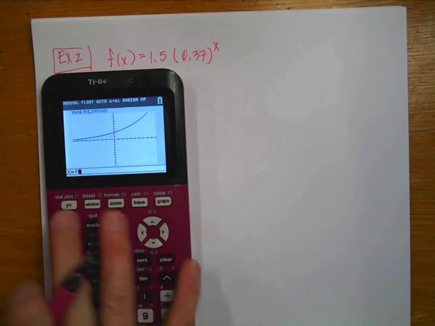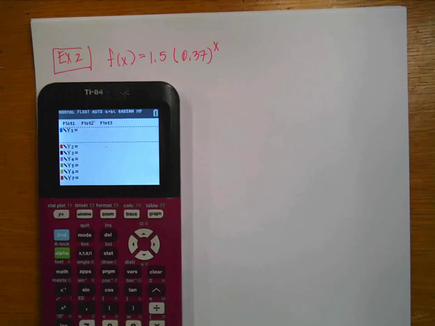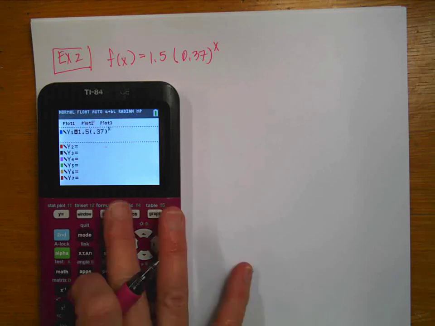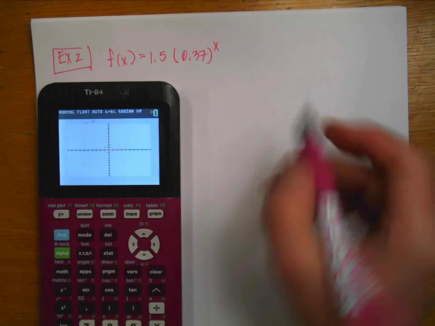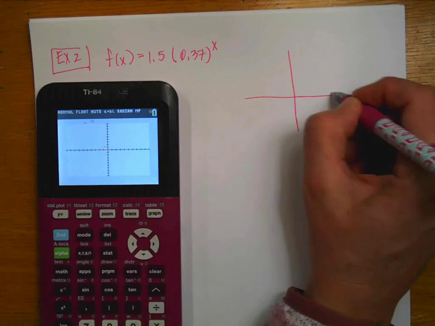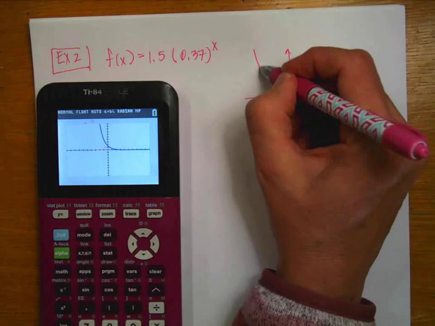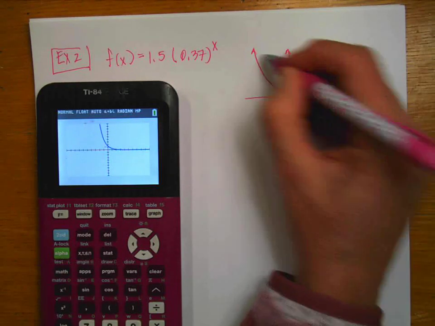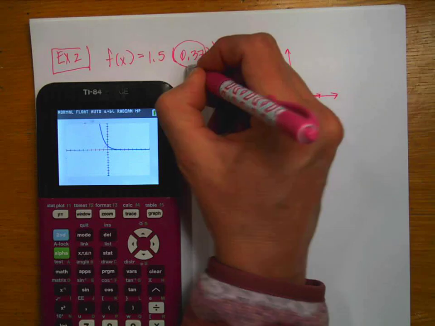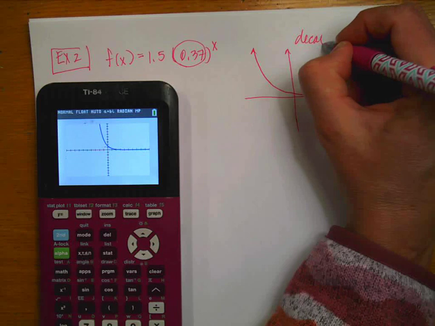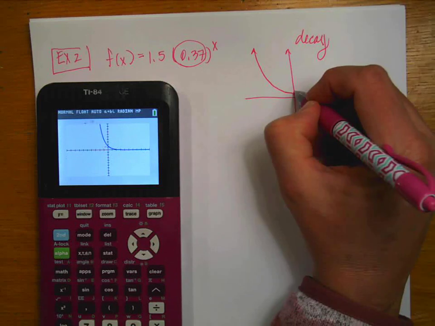I always like to put these in my calculator so I can look at it. So again, I'm going to go in and enter my equation. So I have 1.5 times 0.37 raised to the x, and I'm going to do a zoom 6. And I'm going to sketch my graph because it's nice to have it. Okay, so this one, oh, it's a little bit different, right? Notice that this is less than 1, so we have a decay problem.